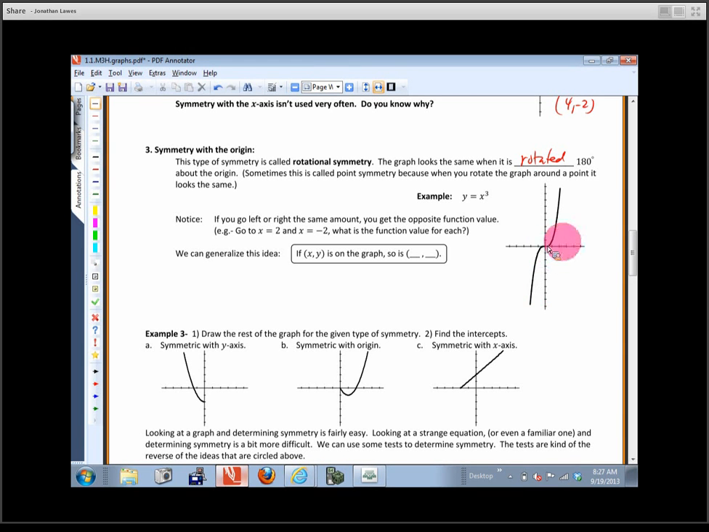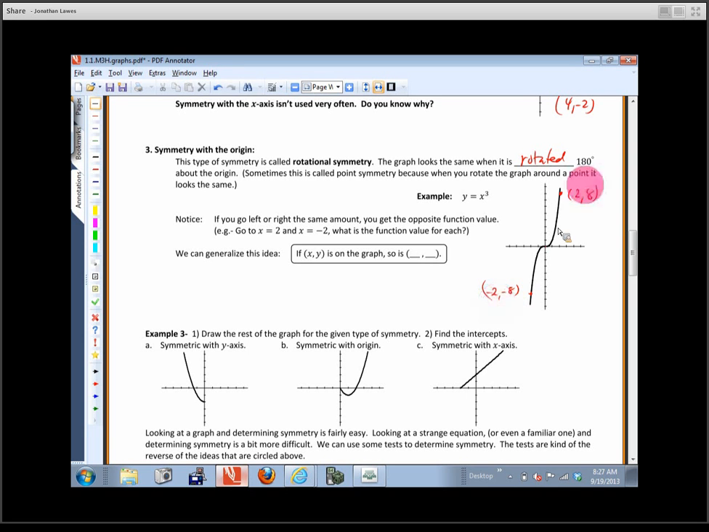If I plug in a 2, that point would be up here and its coordinate would be 2, 2 cubed, which is 8. If I plug in a negative 2, I've got 3 negatives. What's the sign of the answer? Negative, and 2 cubed again would be 8. So this point right here is negative 2, negative 8.